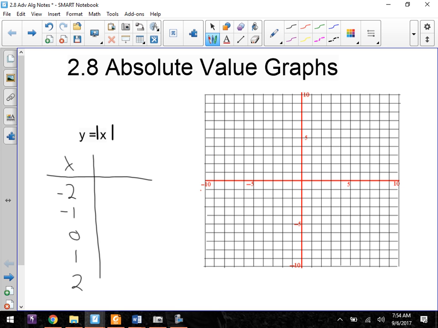So when you do something like that, it turns into a basic plug-and-chug problem where you just substitute in values and get the answer. Absolute value doesn't change. Just remember, how do you find the absolute value? Well, what's the absolute value of -2? 2. What's the absolute value of -1? Absolute value of 0. Absolute value of 1. And the absolute value of 2.